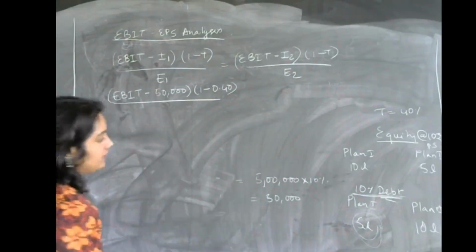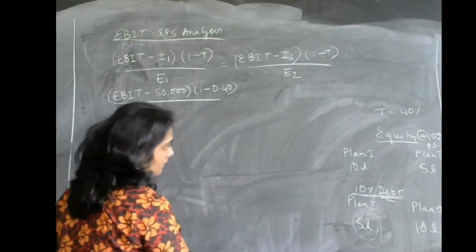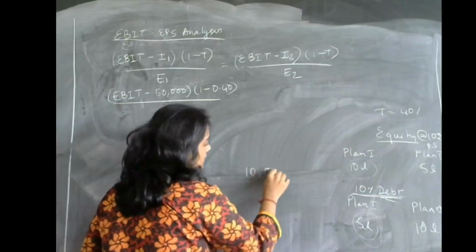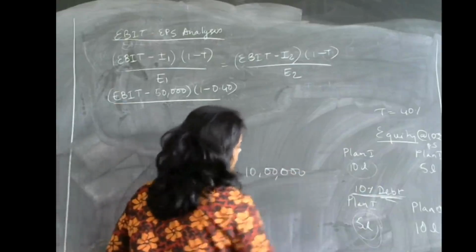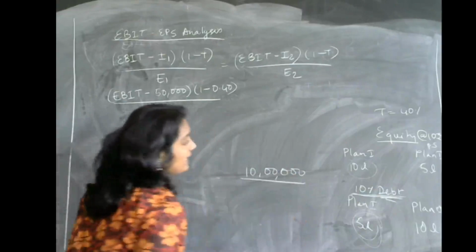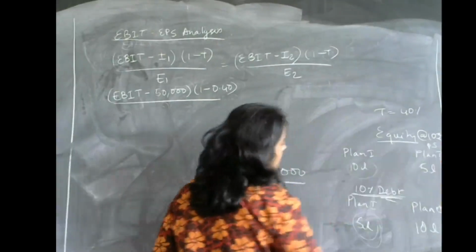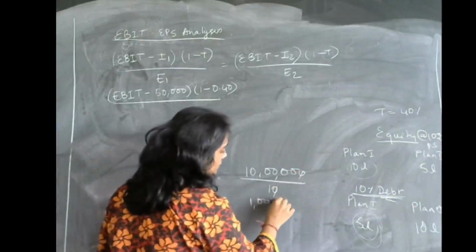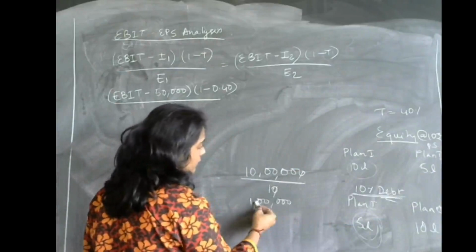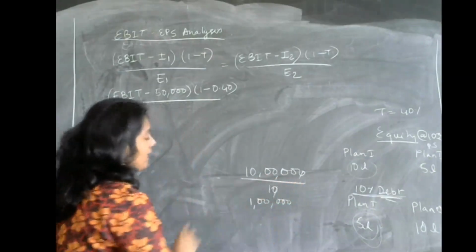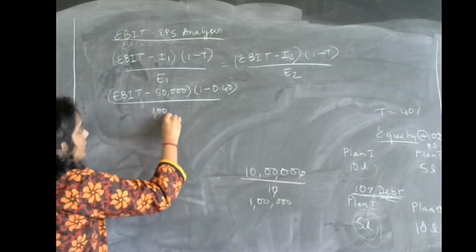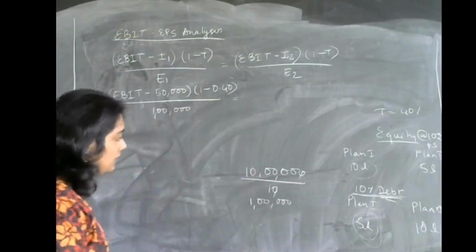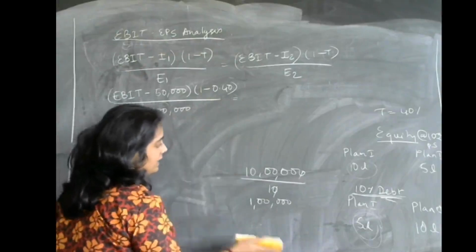Okay, so now let us determine the number of equity shares in plan 1. Now we know the total equity capital in plan 1 is 10 lakhs, isn't it? We also know the share price per share. How much is it? 10 rupees. So how much is it coming to? It is coming to 1 lakh shares. Okay, 1 lakh is equal to, now let us solve the other side of the equation.